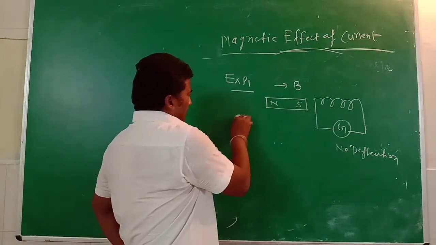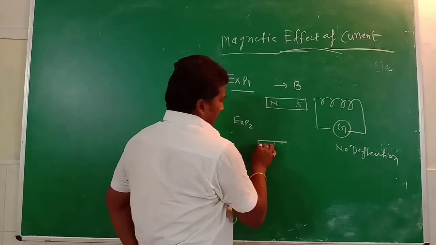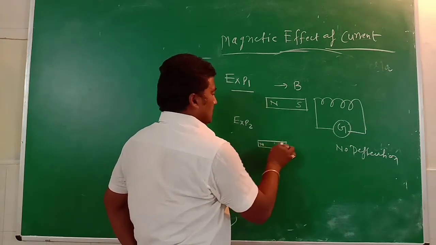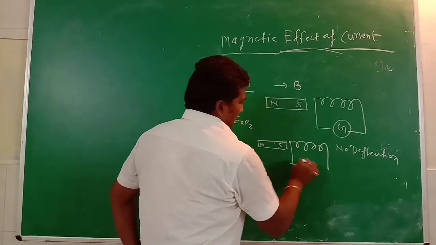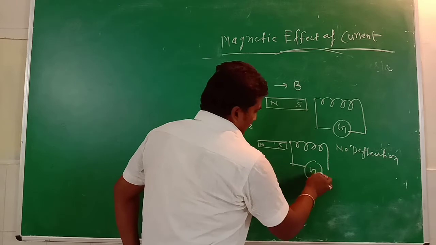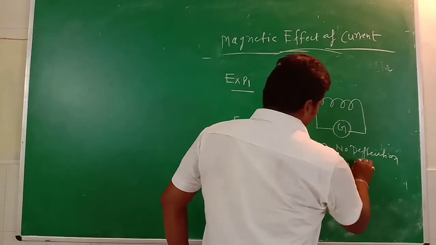Now in experiment number 2, once again we take a bar magnet and bring it closely near the circuit, but we observe that there is no difference.